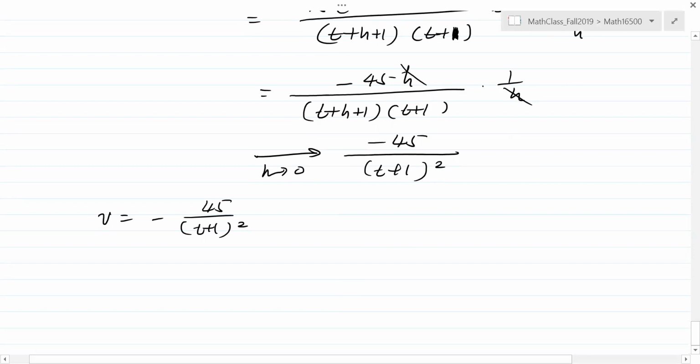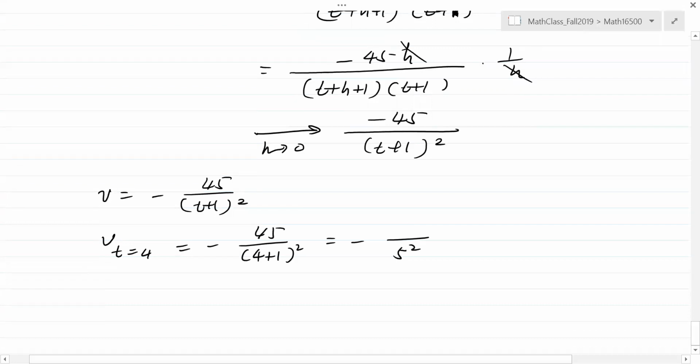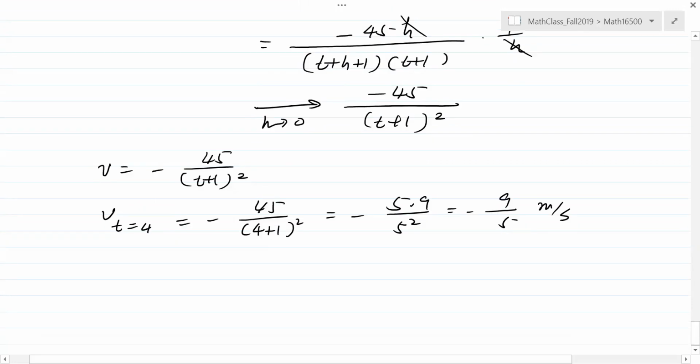Then when t equals 4, you get 45 over (4 plus 1) squared, which is 5 squared, right? So how do you simplify? It's 5 squared, and 45 is 5 times 9, so it's going to be 9 over 5. This is 9 over 5 meters per second. You find the velocity at a particular point.